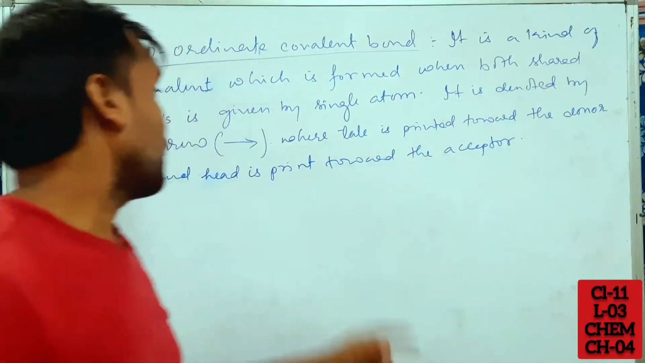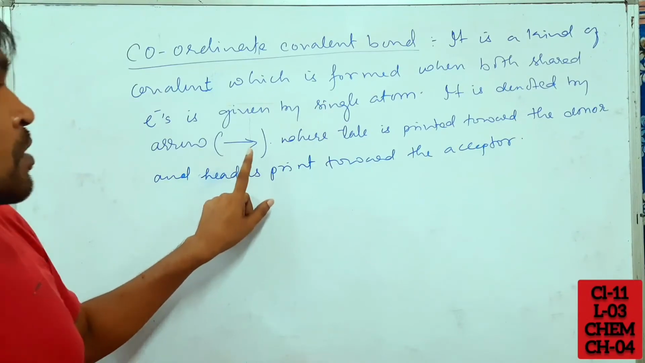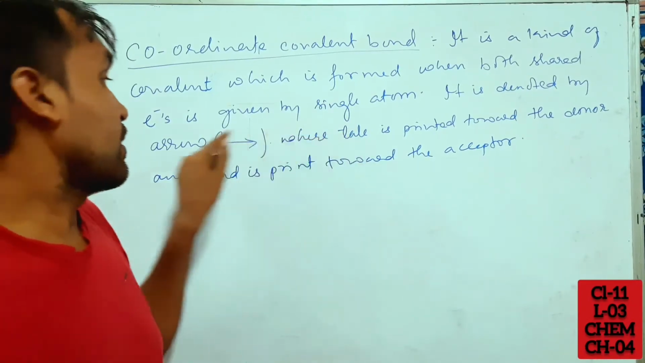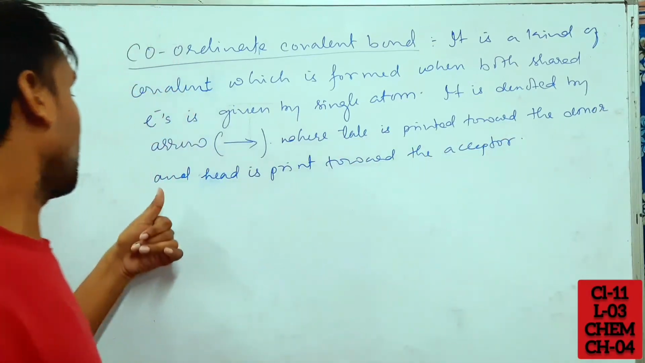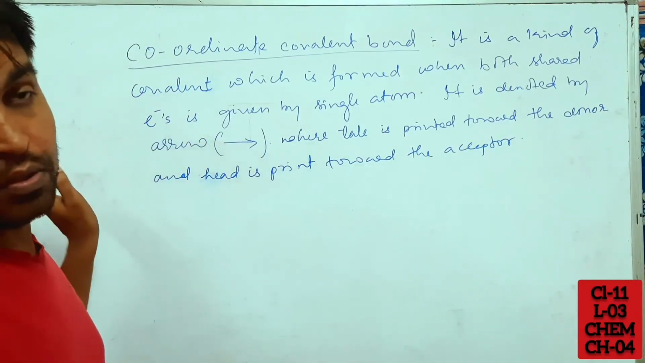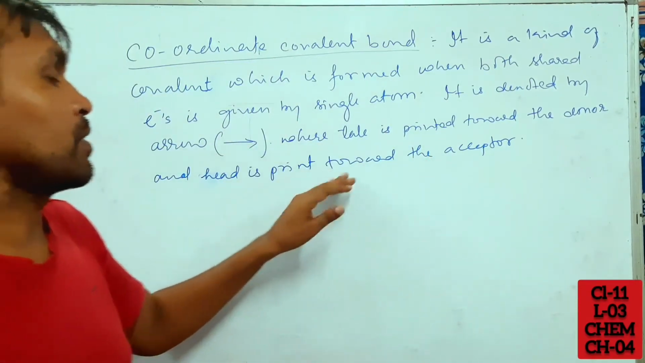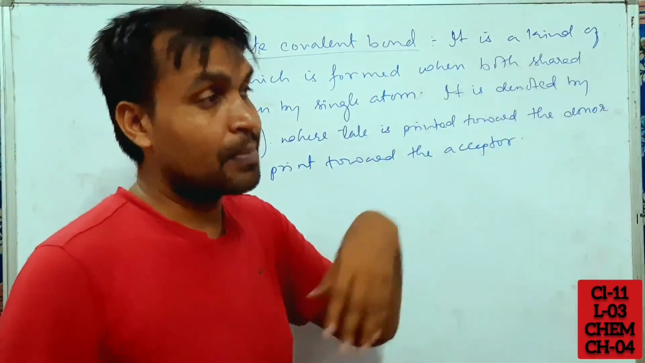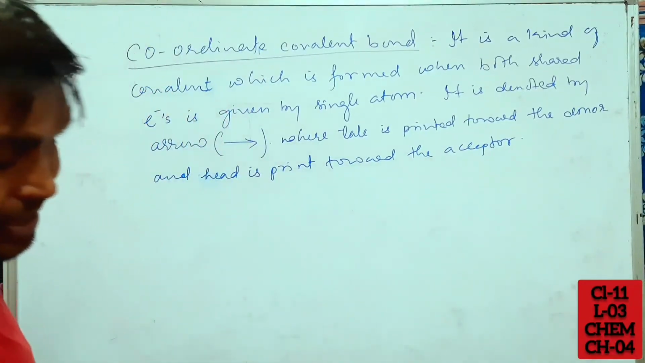It is denoted by what? This coordinate covalent bond is denoted by an arrow like this, where the tail is pointed towards the donor, the one which is giving two electrons to form the bond, and the head is pointed towards the one who is accepting those two electrons from others. Getting my point? So let's take an example.